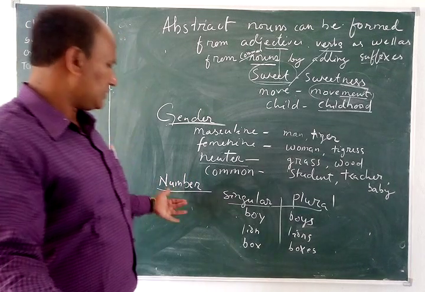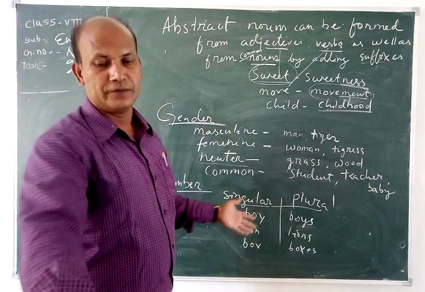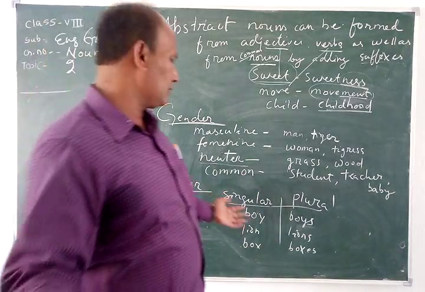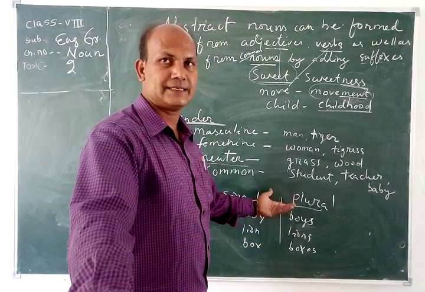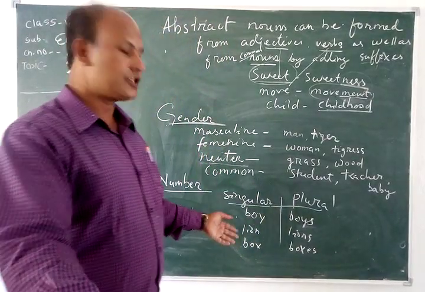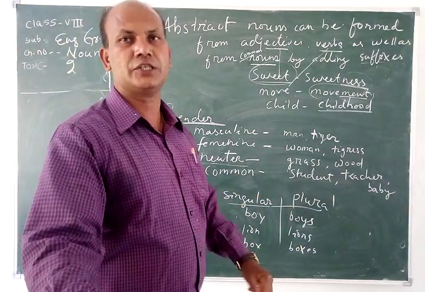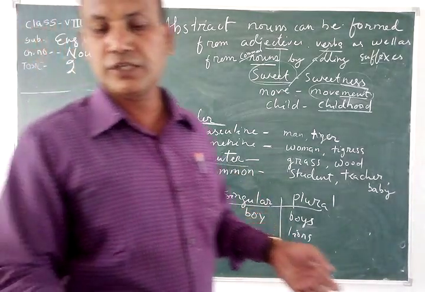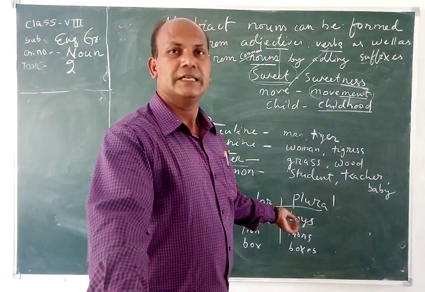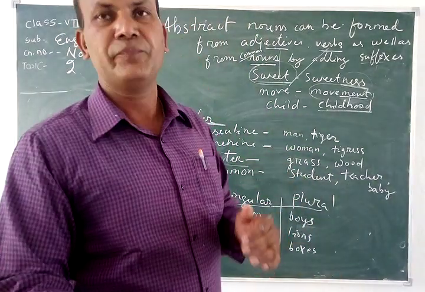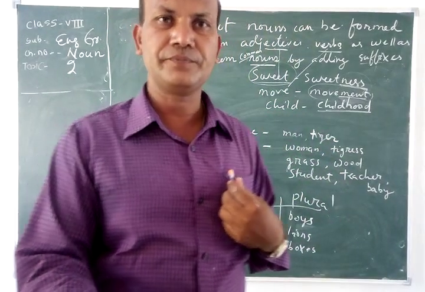All clear. Let's see about number. A noun can be singular, maybe plural. As you see, just like singular boy, plural boys. Lion, lions. Box, boxes. So here, as we discuss number, singular or plural, we have to discuss the rules, how you have to use plurals. You have to know some techniques, then your grammatical errors may be corrected.